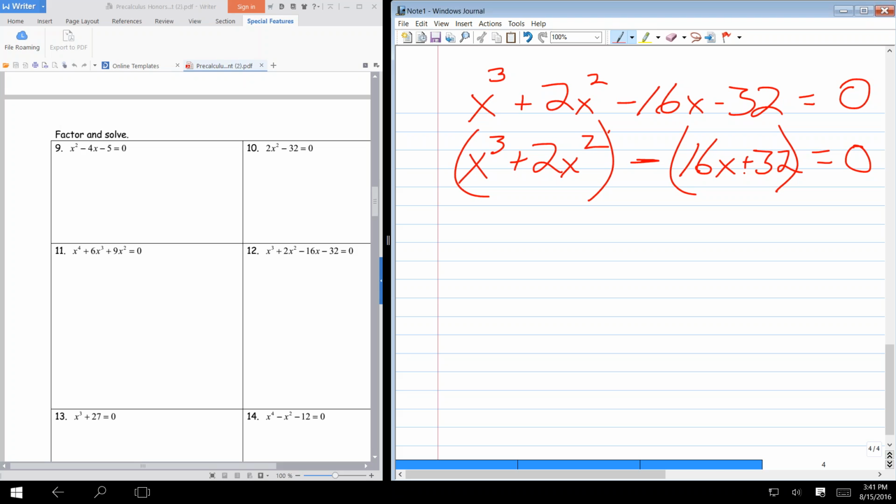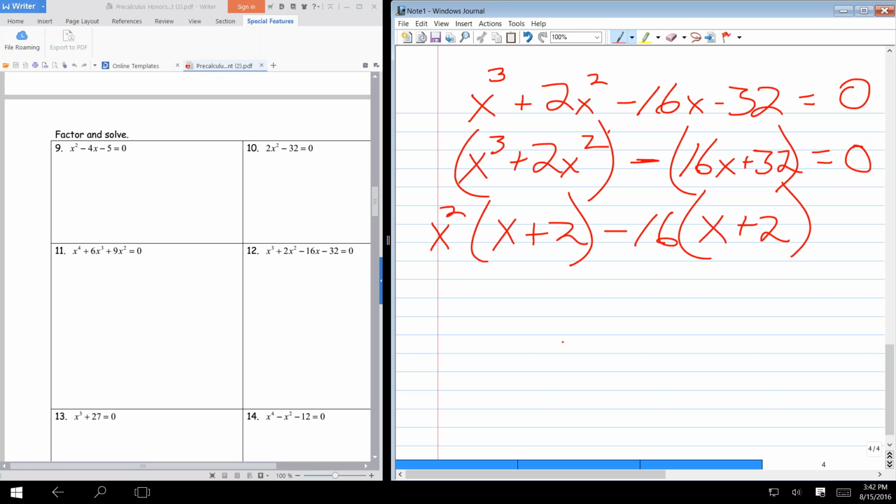Okay? So very important. Now we got two different things in parentheses, and we can take a greatest common factor out of each. What's the greatest common factor out of the expression on the left? X squared. Leaving? Plus, so it'd be x plus 2. The greatest common factor of the expression on the right? 16. Leaving? X plus 2. That's the key. Both expressions in the parentheses have to be the same, otherwise this technique's not going to work.